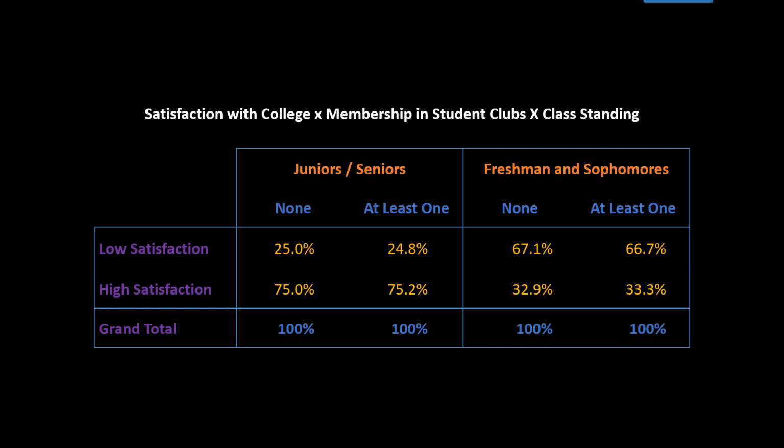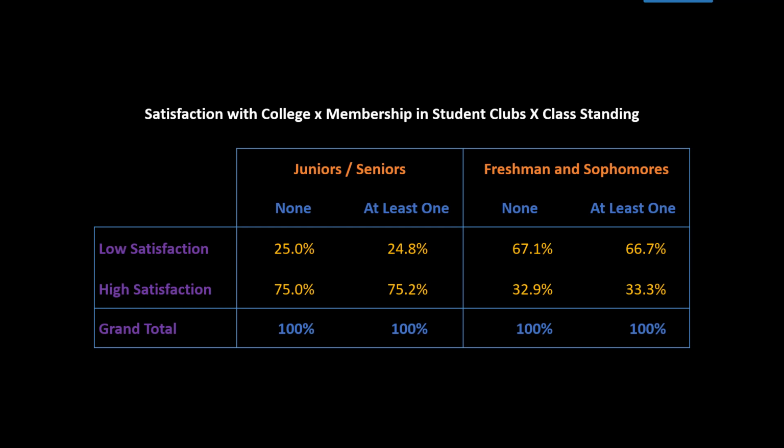Again, here we've created 2 partial tables, one for upper level and the other for lower level students. What happened? It looks like the bivariate relationship between participation in clubs has fallen apart. Among juniors and seniors, it doesn't appear to make any difference whether you're in a club or not. The same thing is true for freshmen and sophomores. Club membership made no difference.